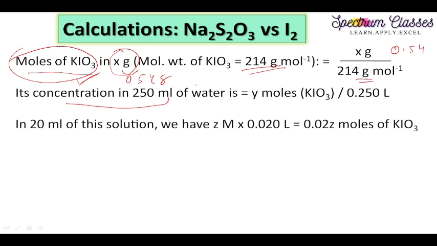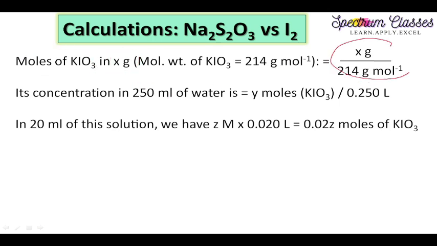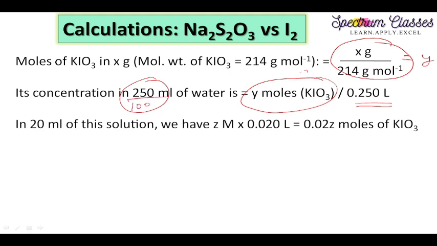Now you have dissolved this many moles, which are from this equation, in 250 ml of water. So what needs to be done? Say this is equal to Y. So Y moles of this KIO3 dissolved in this many liters. Liters how? So this is 1000. 250 ml divided by 1000. So you get 0.250 liters.